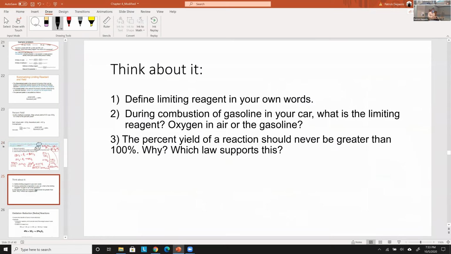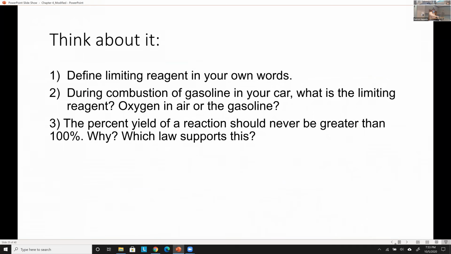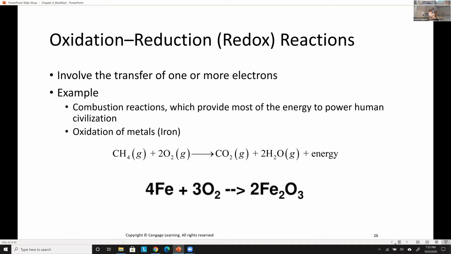Okay, next we'll move on to oxidation reduction. Think about this. Nah, you're good. Not too much thinking today.